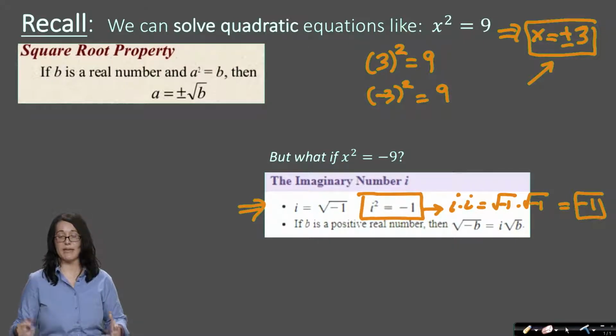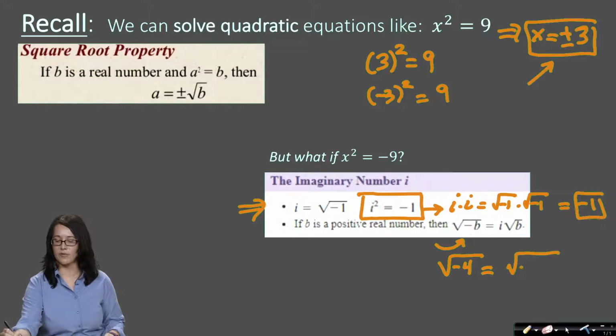So keep in mind, if you're dealing with a radical situation and you're trying to simplify a radical, if you have a negative under a square root, that really is just i in front. For example, if I had the square root of -4, what would that be? Well, if you think about it, that's the square root of -1 times 4, isn't it? So I could break it into pieces to show you where this is coming from.